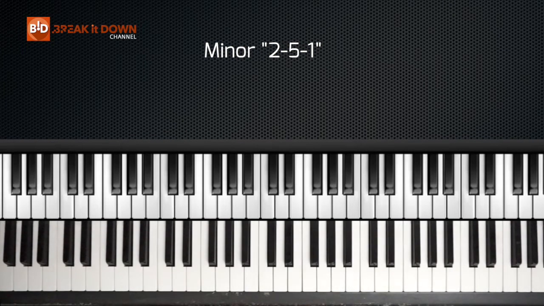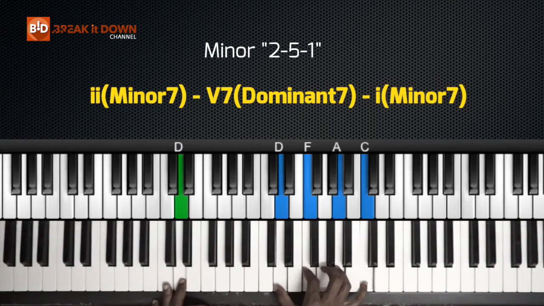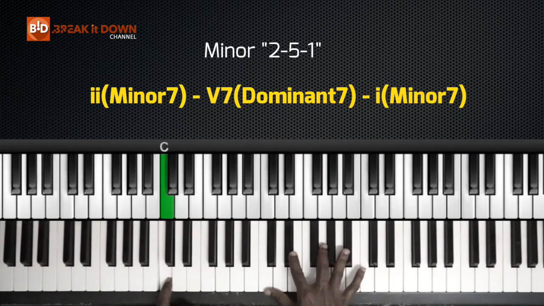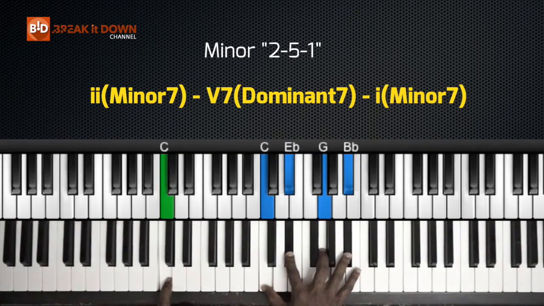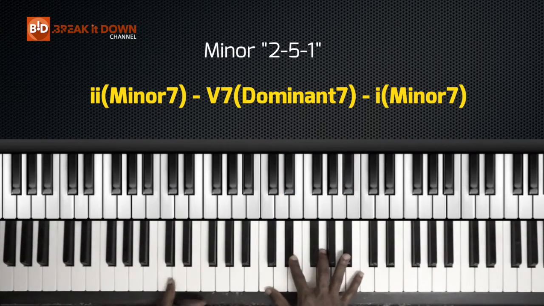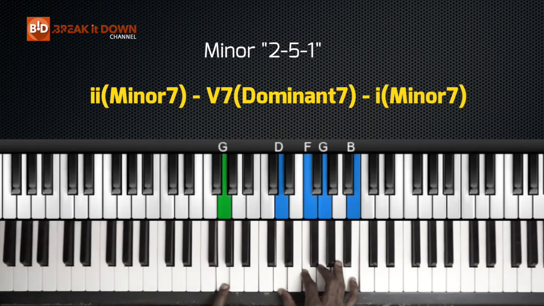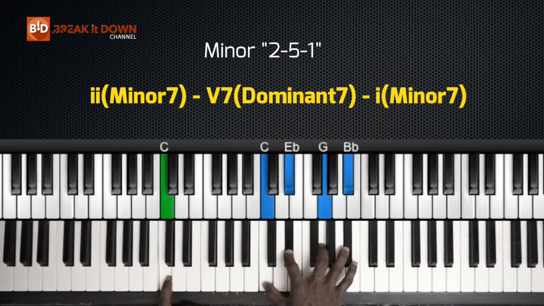It's going to be the same: 2 minor, a dominant 7 on the 5, but a minor 7 on the 1. Okay? A minor 7 on the 2, a dominant 7 on the 5, sorry, and a minor 7 on the 1.